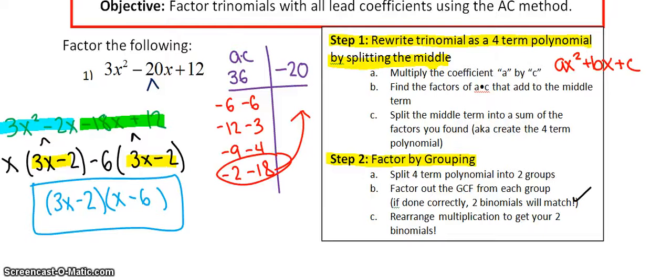It's up to you whether you choose guess and check or AC. If you like steps, this is really nice. If you want to use a combination of this and guess and check, it's up to you.